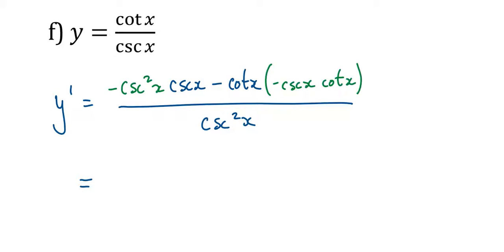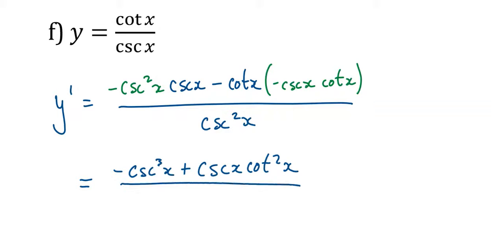So again, this is the derivative of the top. If it wasn't color coded, it'd be a little bit hard to follow what came from where, right? But it's the derivative of the top times the bottom minus the top times the derivative of the bottom, over the bottom squared. And then I can clean this up: negative cosecant cubed x plus cosecant x cotangent squared x.